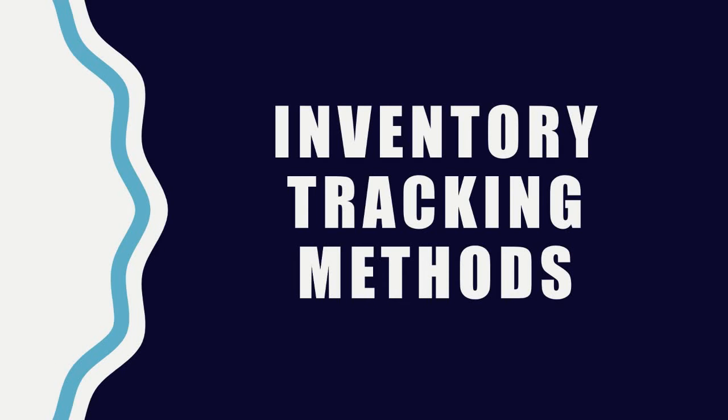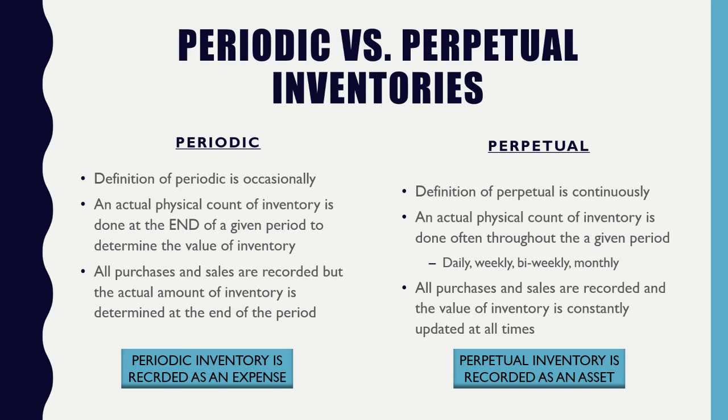Now we're going to be moving on to inventory tracking methods. Now there are two inventory tracking methods. One is periodic and the other one is perpetual. When we're dealing with periodic inventory, right, the definition of periodic means every once in a while, occasionally. So it's the same thing. It applies in English and it also applies to how we calculate our inventory. This is when we don't really check often. We don't really care whether to keep track of it, right?